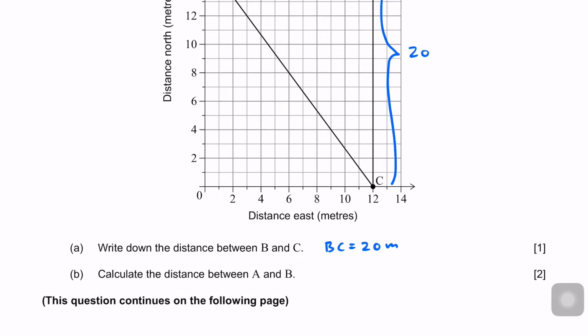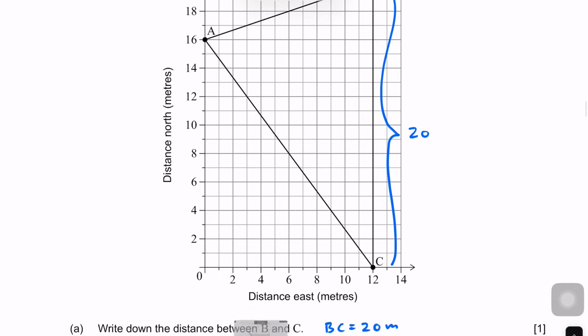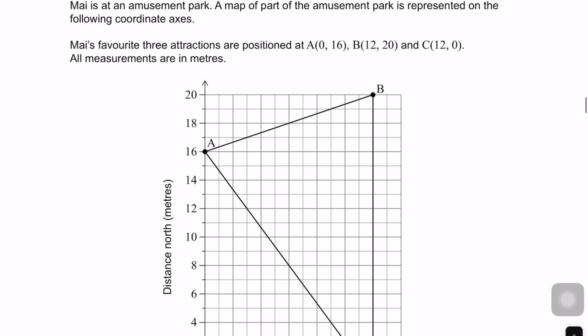Okay, part B, calculate the distance between A and B. I'm going to erase this here. The distance between A and B, that is this distance right here. So that's what we're trying to find. And if we look at this, we actually have a right angle triangle, or at least we can create one. And once we have a right angle triangle, we can use Pythagorean theorem.